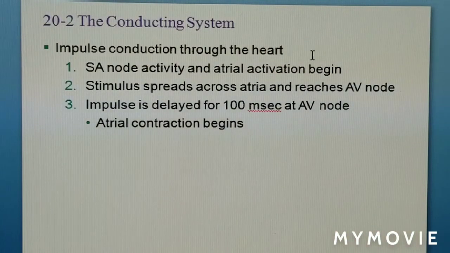Impulse conduction through the heart. The SA node activity and atrial activation begin. Stimulus spreads across the atrium and reaches the AV node. The impulse is delayed 100 milliseconds at the AV node. Atrial contraction begins.